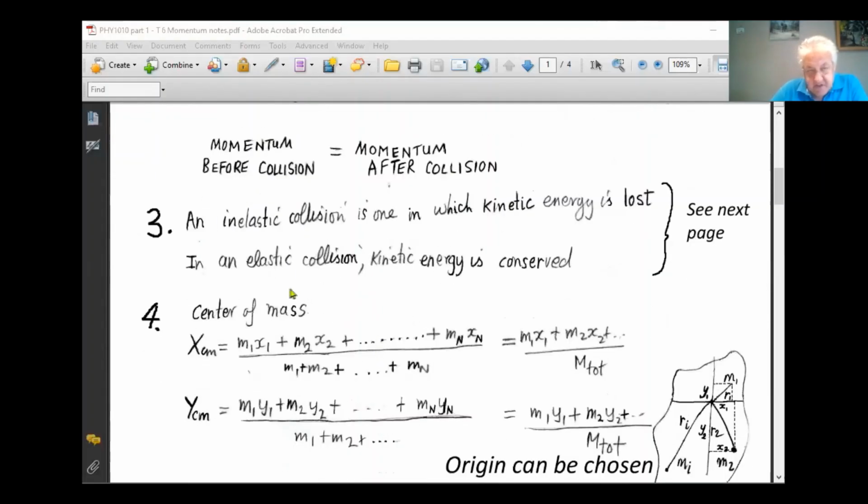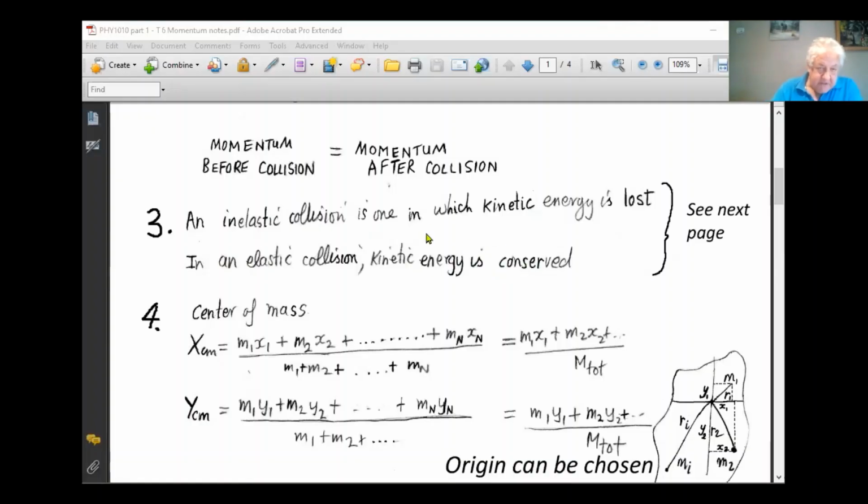Now there are two kinds of collision. There's elastic collisions and inelastic collisions. In an inelastic collision, kinetic energy is lost or is not conserved. Momentum is conserved. In an elastic collision, kinetic energy is conserved and momentum is conserved. So in both cases, momentum is conserved, but in inelastic collisions, kinetic energy is not conserved. Elastic collisions, kinetic energy is conserved.